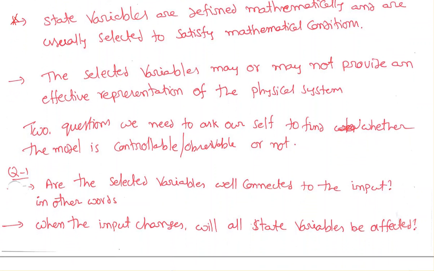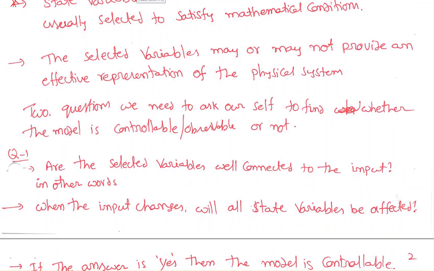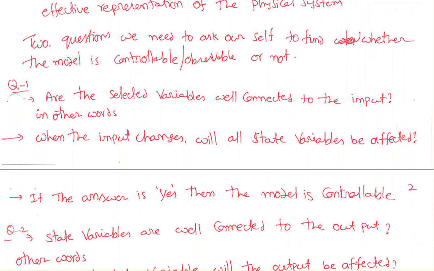There are two questions we need to ask ourselves to find whether the model is controllable or observable or not. The first question is, are the selected variables well connected to the input? In other words, when the input changes, will all state variables be affected? If the answer is yes, then the model is controllable.